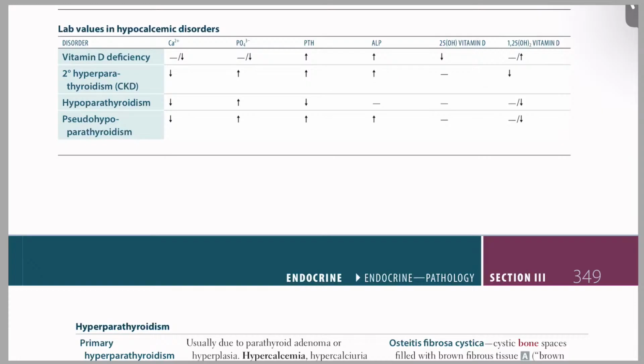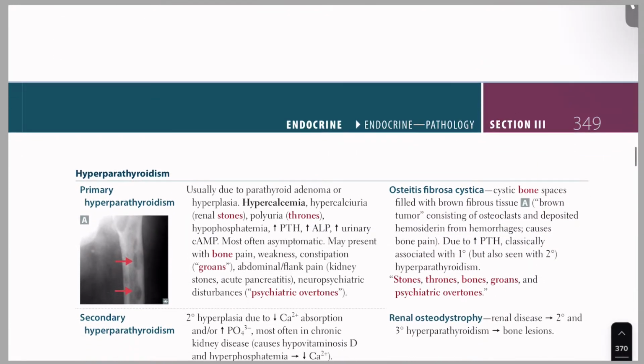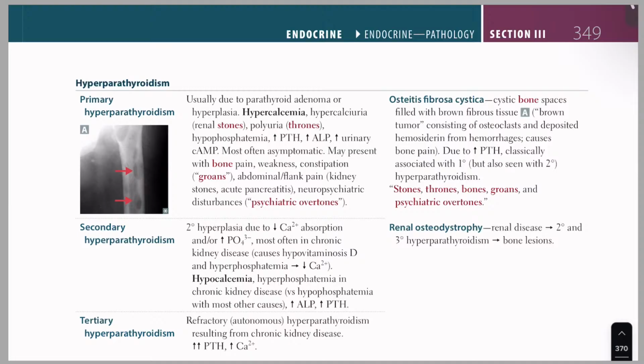Hyperparathyroidism. Primary hyperparathyroidism, usually due to parathyroid adenoma or hyperplasia. Hypercalcemia, hypercalciuria, renal stones, polyuria, thrones, hypophosphatemia, increased PTH, increased ALP, increased urinary cAMP.